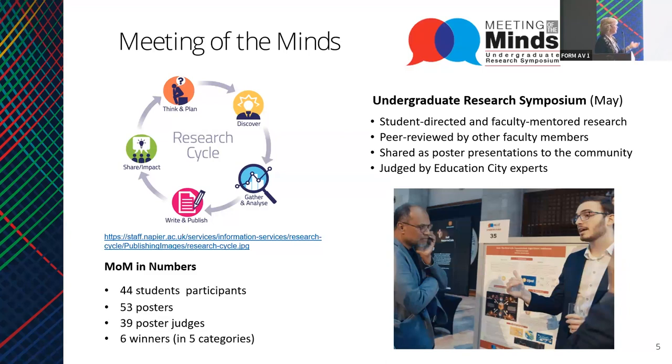So if we speak about numbers, we had 44 student participants. They presented 53 posters because sometimes they did individual posters, sometimes they did it as a group. And they had 39 poster judges, and they also had winners. So they have an incentive to do their best during this.